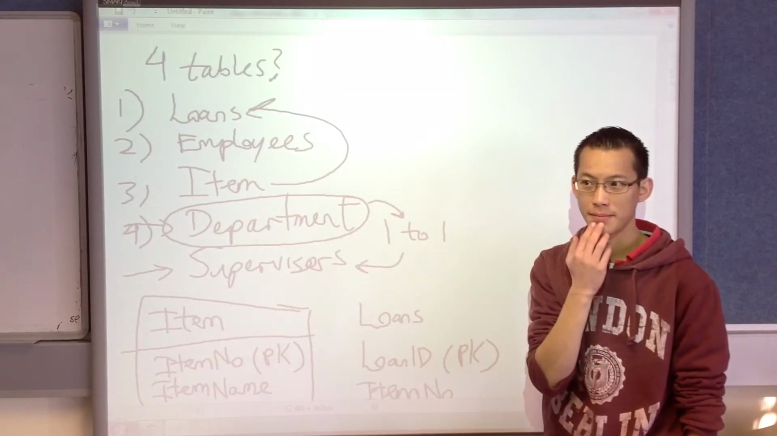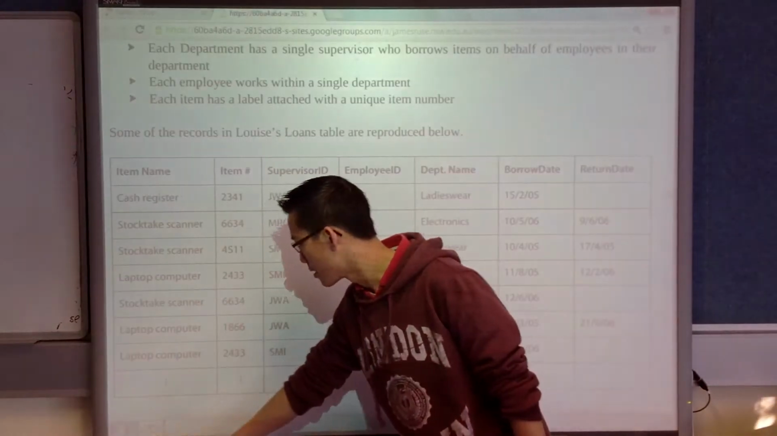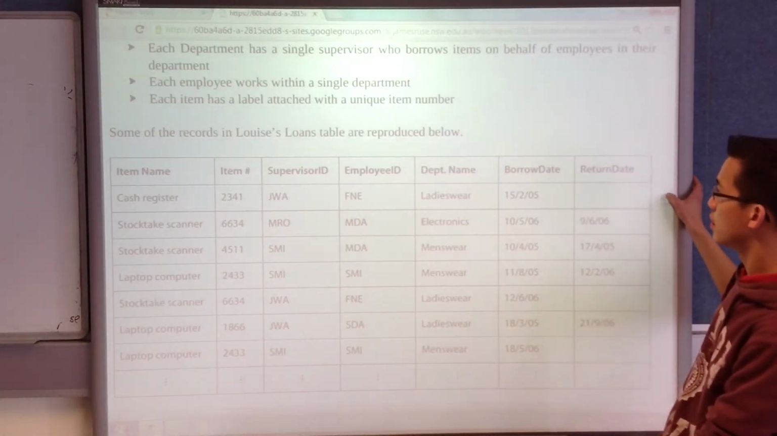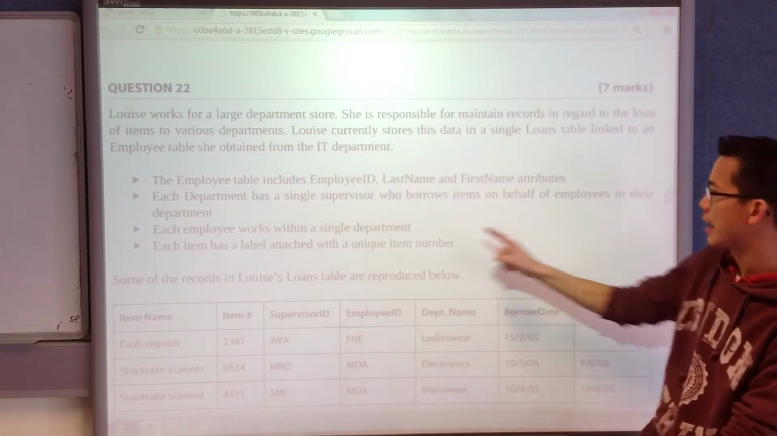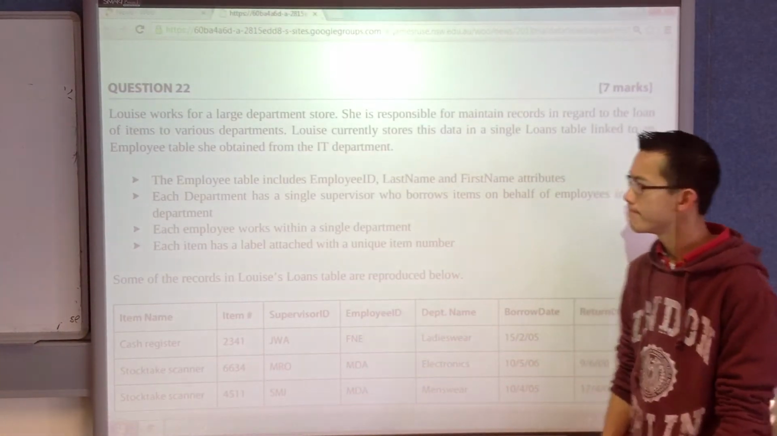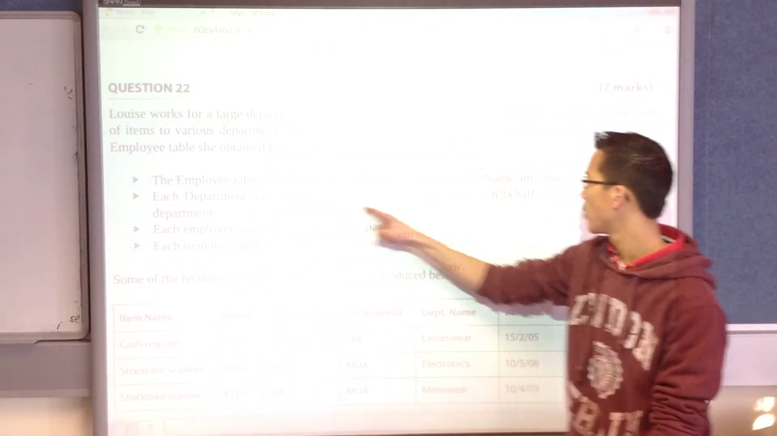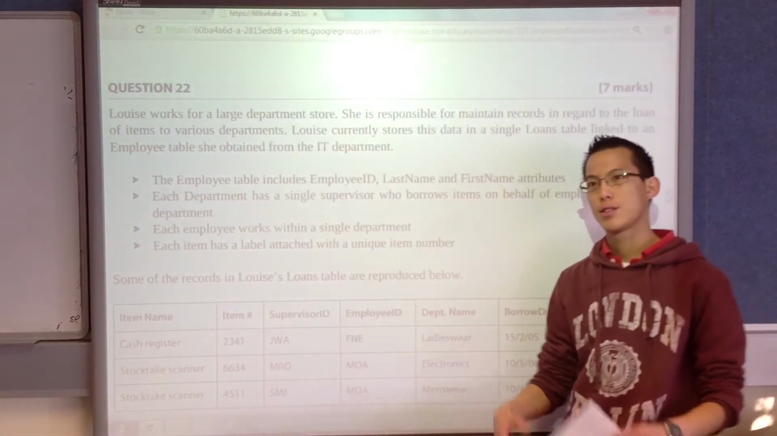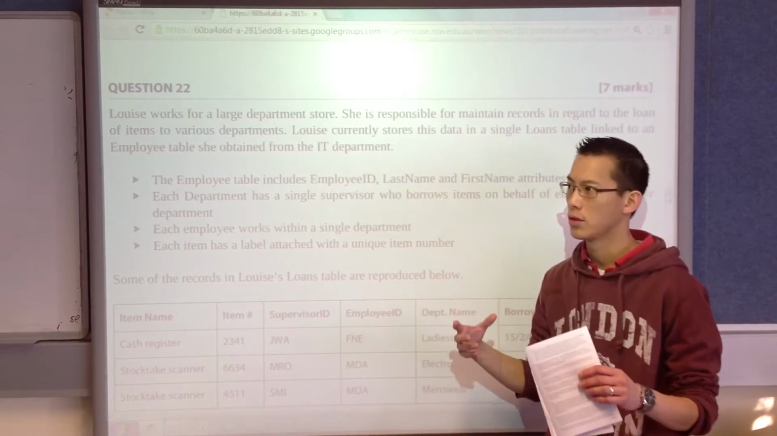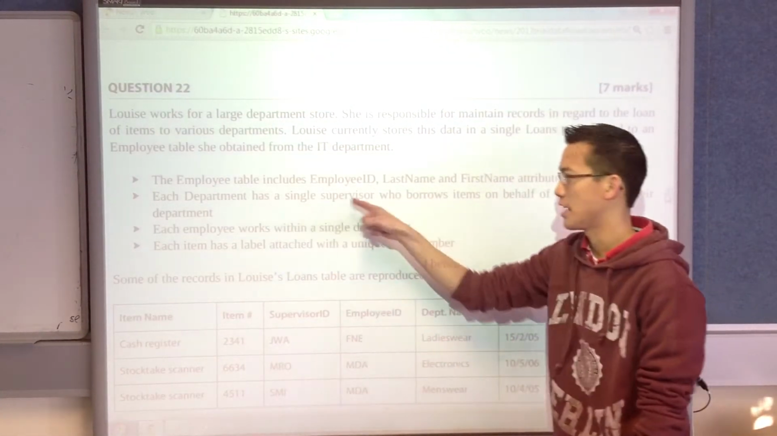Yeah. I'll say department because it says in the question, like before, each department has a single supervisor who borrows items on behalf of employees in that department. Okay. So it can be on behalf of an employee, but it's for the whole department. That's true. You've got this department, which is sort of the agent that's actually making the borrowing happen, partly because the department's attached to a supervisor.